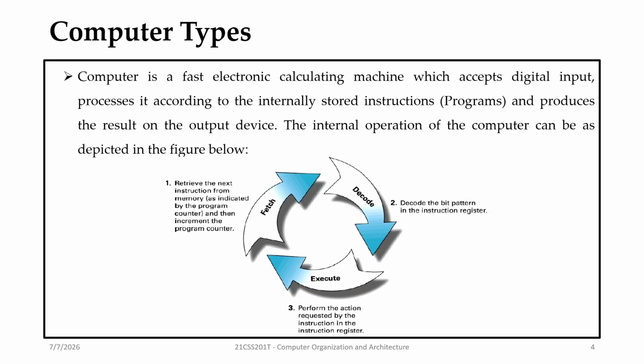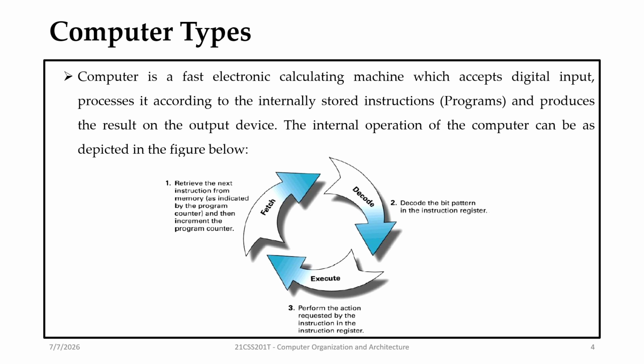Next we are going to discuss what is meant by a computer and what the different types are. What is a computer? A computer is nothing but a fast electronic calculating machine which accepts digital input and processes it according to the internally stored instructions and produces results on the output device. The internal operation of a computer can be as depicted in the figure below. There are three operations: fetch, decode, and execute.